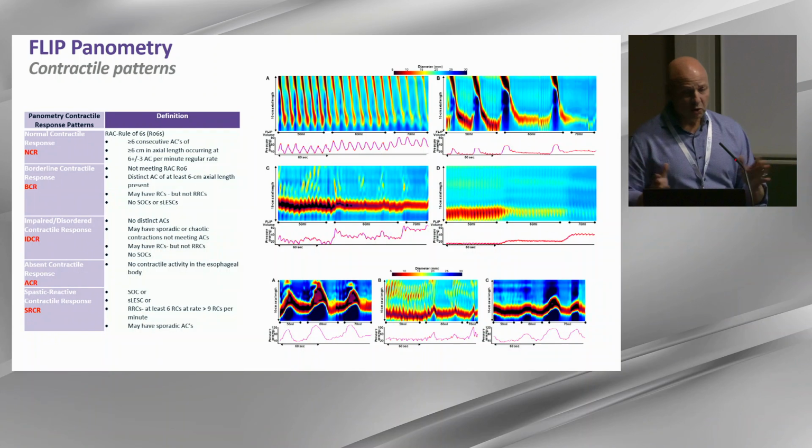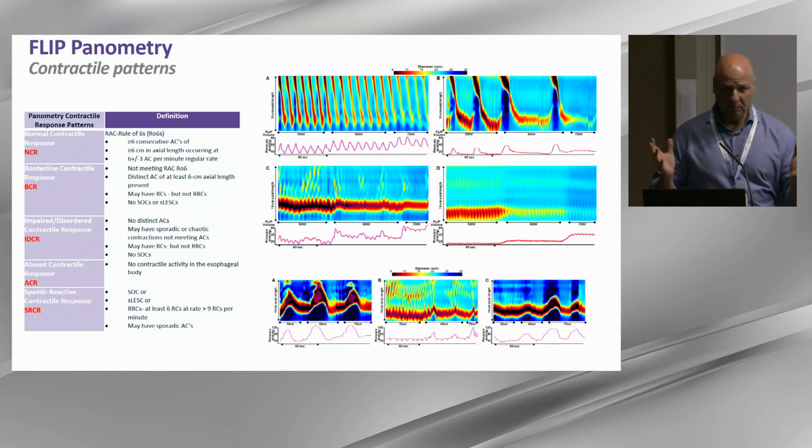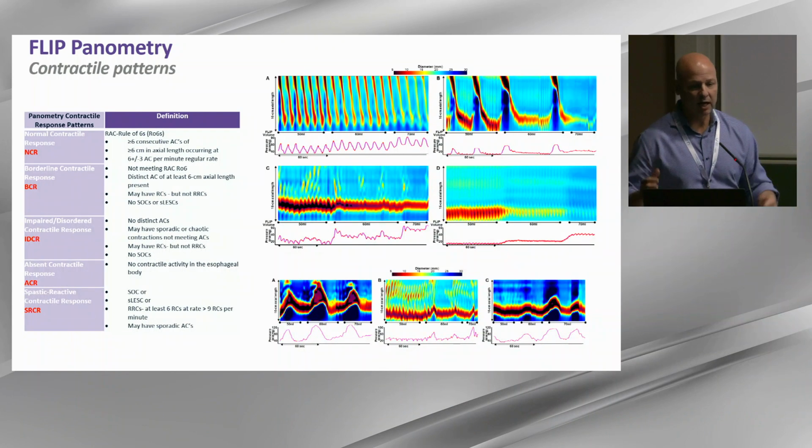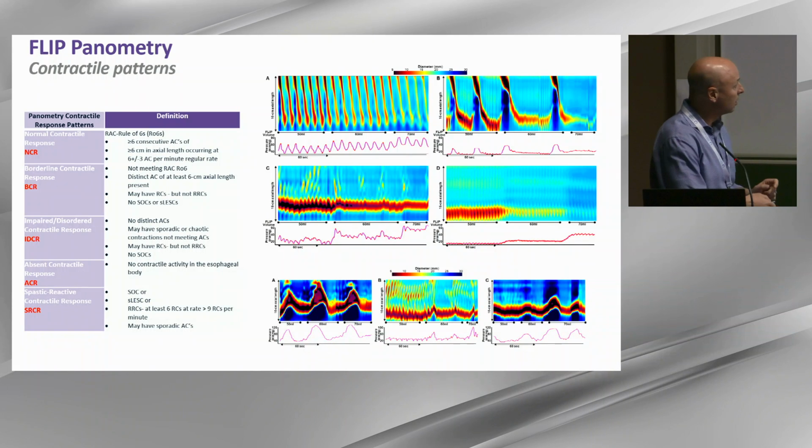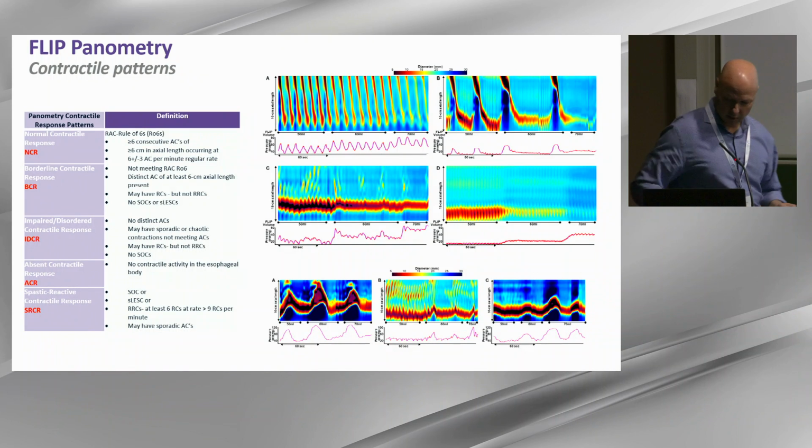So when we started to look at this, there were distinct patterns that had pathologic relevance. So once again, the RAC pattern here, I think you can't see the, do we have a pointer? Is it working? No, it's not working. No, the mouse doesn't show anything.